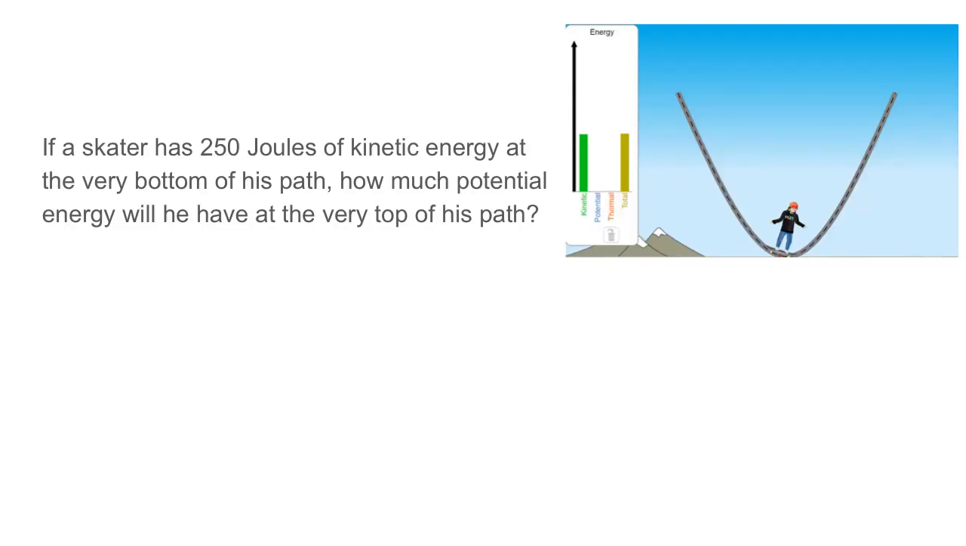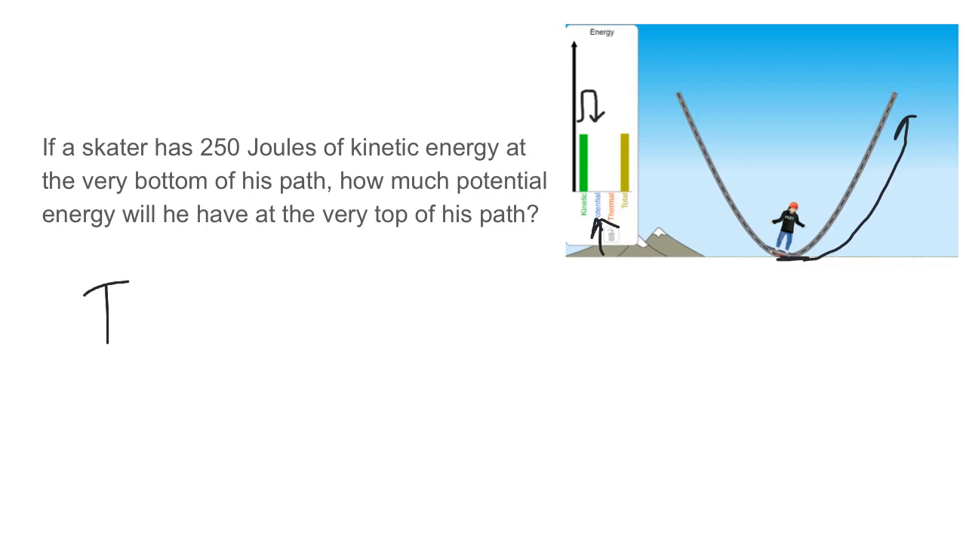So in this problem we have, if a skater has 250 joules of kinetic energy at the very bottom of his path, right where he's at now, how much potential energy will he have at the very top of his path? And we can see here that he doesn't have any potential energy because he's right at ground level. And so his height is 0, so he has no potential energy, but he does have quite a bit of kinetic energy. And remember that as he goes up to the top of this ramp, this kinetic energy is going to be transformed into potential energy.